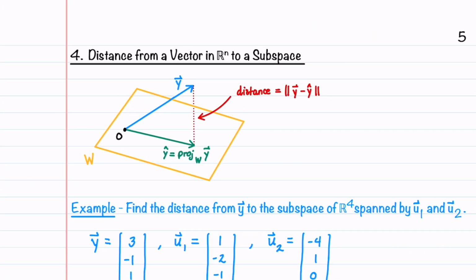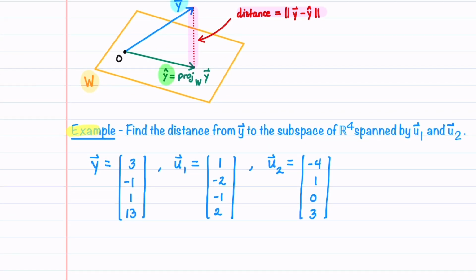The last concept that we're going to look at is how to find the distance from a vector in Rn to a subspace. In the diagram below, we have a subspace W, and then we have our vector in Rn that's out of our subspace. And what we want to do is find the distance, that's this distance right here, from our vector to our subspace W. The distance from vector y to our subspace W is the distance from y to the orthogonal projection of y onto subspace W, which is y hat. This distance is equal to the magnitude of y minus y hat.